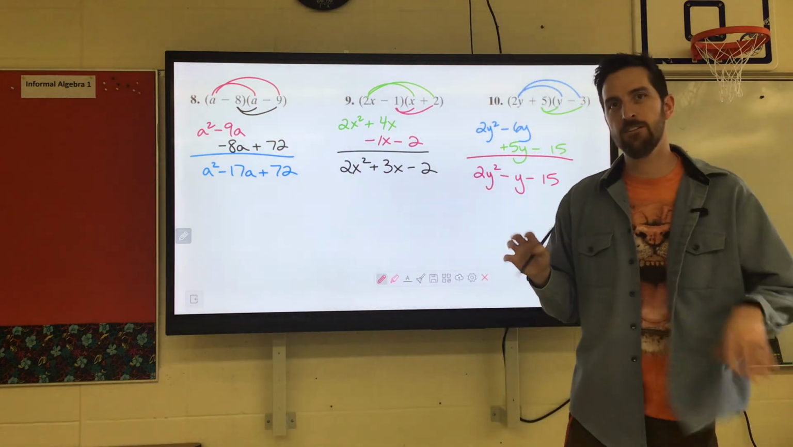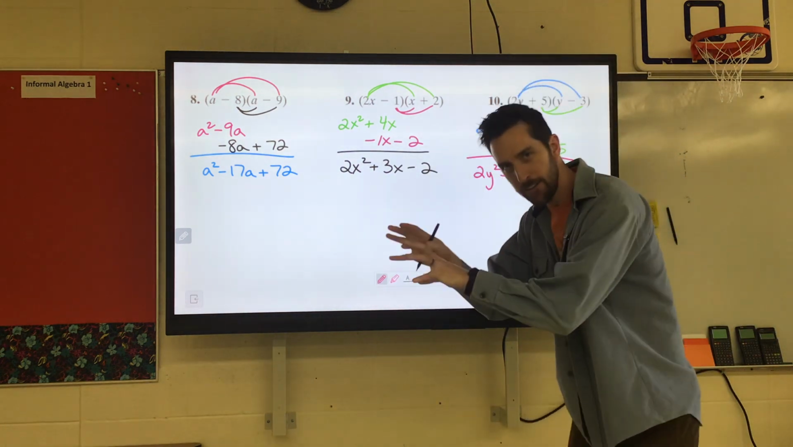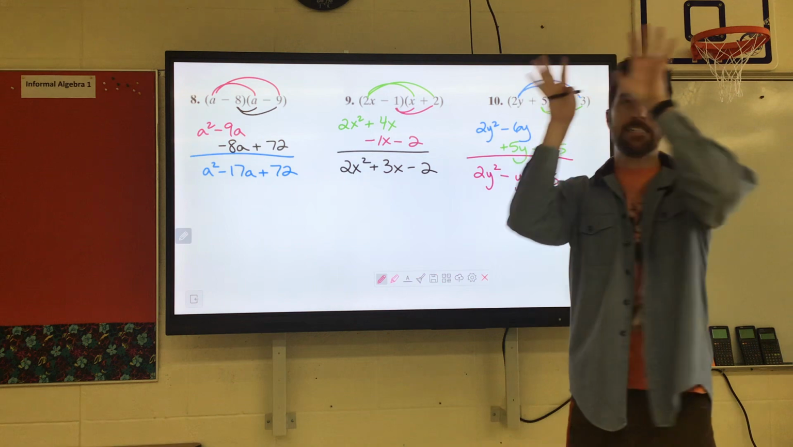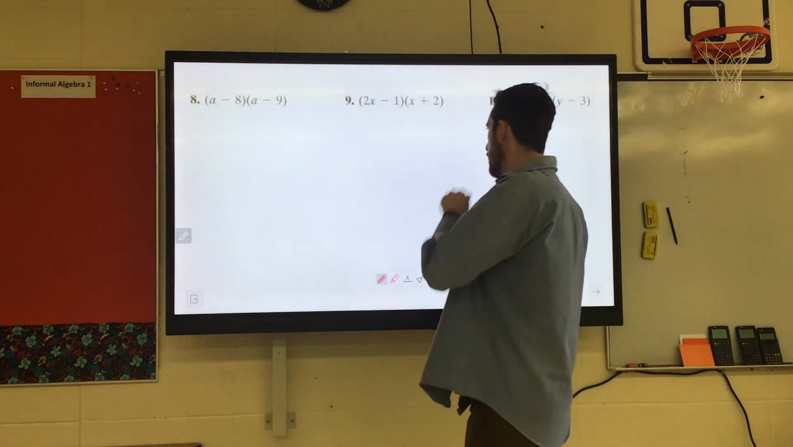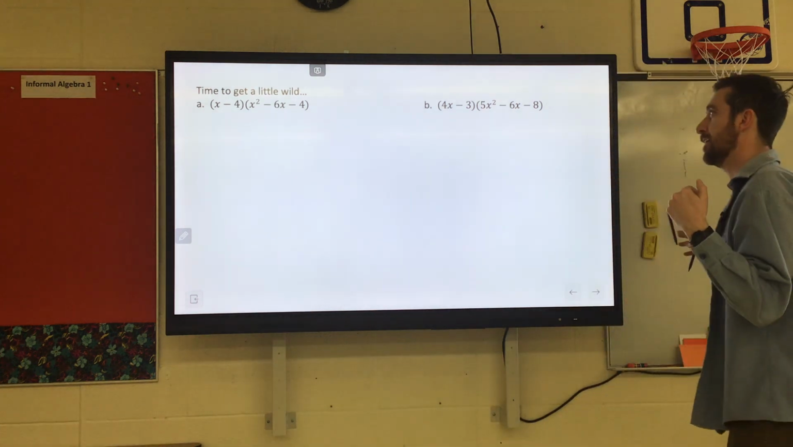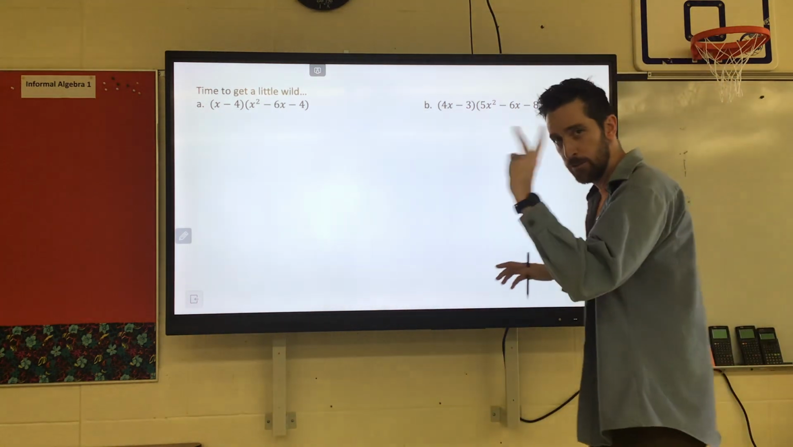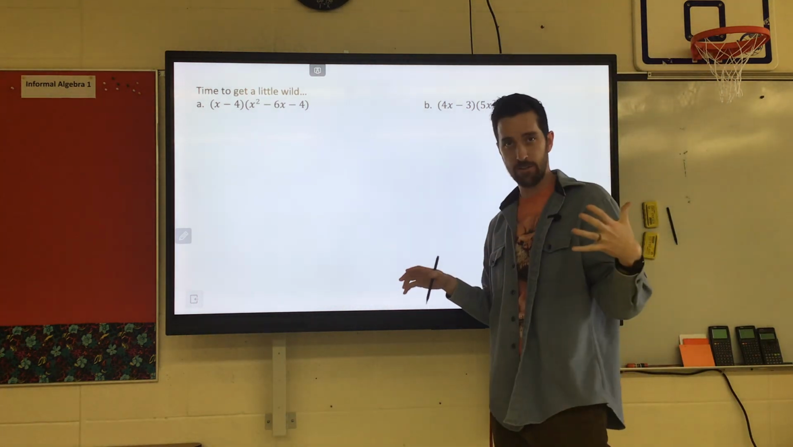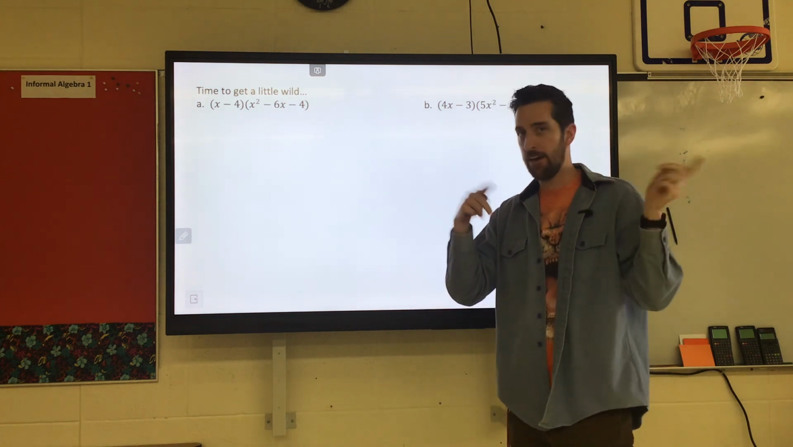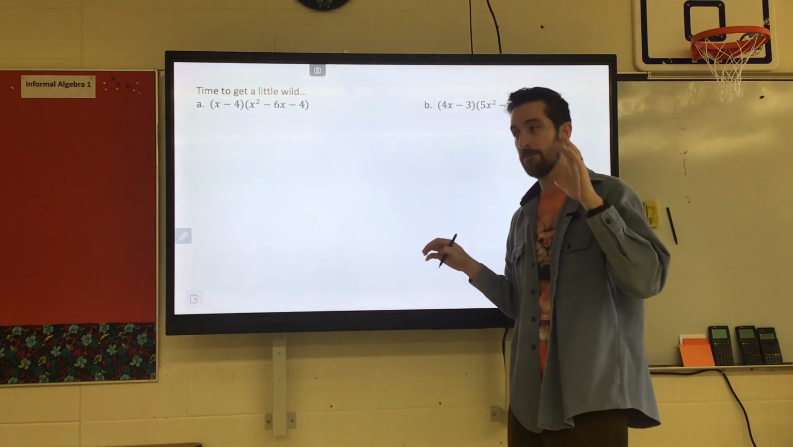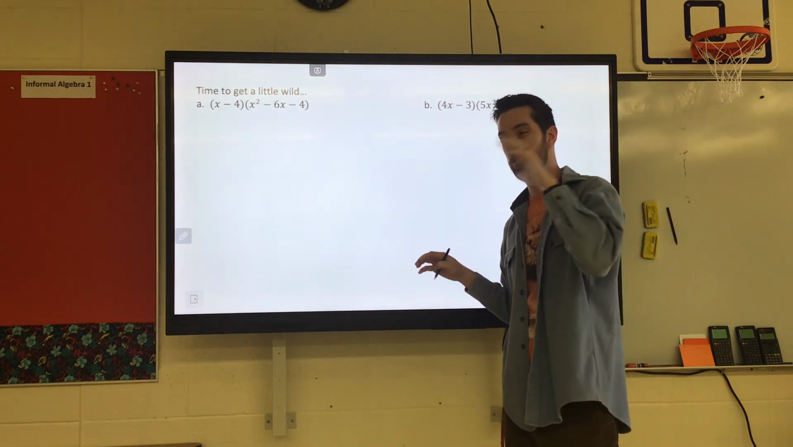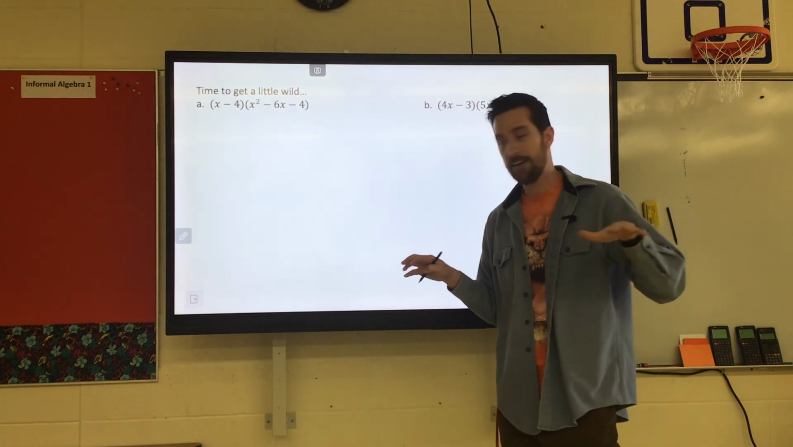All it's trying to get you to do is make sure you multiply everything from one set of parentheses to everything in the other set. So now we're going to try a binomial, 2 terms, by a trinomial. Now if you just do first, outer, inner, last, you're going to miss some stuff. But just keep in mind, what FOIL is trying to get you to do is multiply everything from one set to everything in the other.